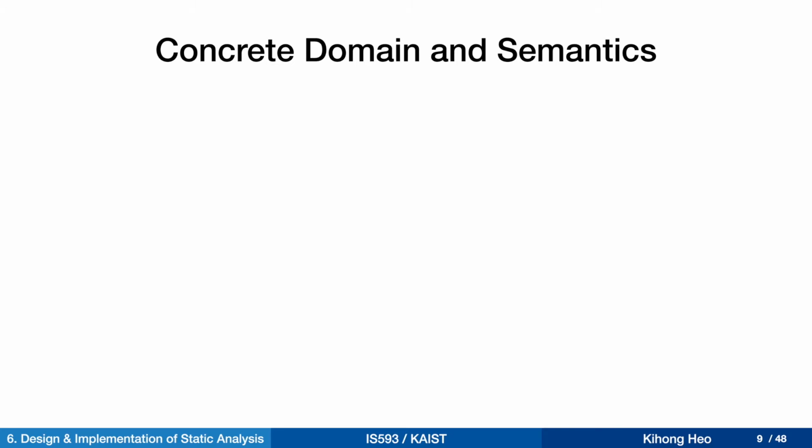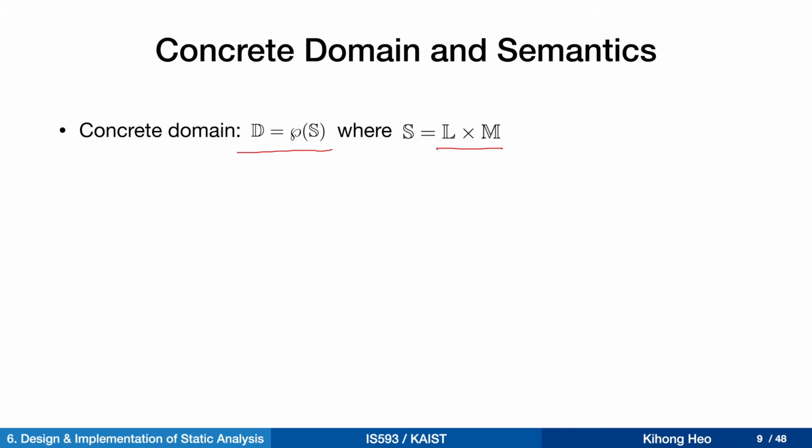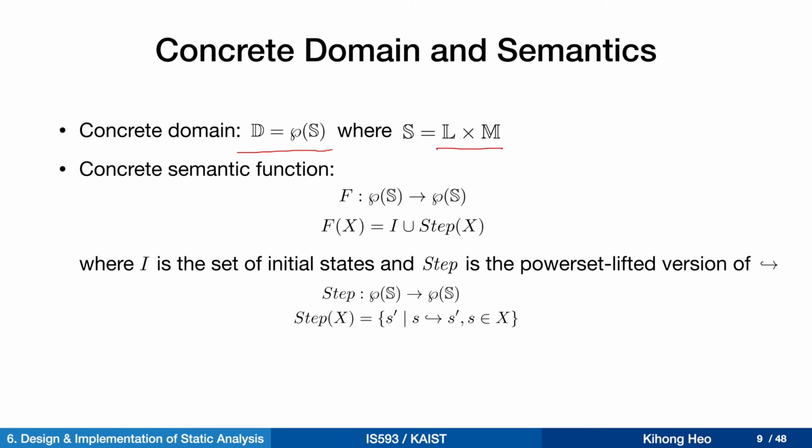Next, let's formally define the concrete semantics and concrete domain. The concrete domain D is defined as the power set of states. Each state is a pair of label and memory. This mathematical space represents our intention well. Next, we define the concrete semantic function. This has the following type. A given set of states will produce the next set of states, which describes the transition as we discussed in the last lecture.